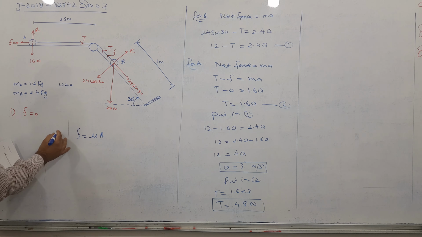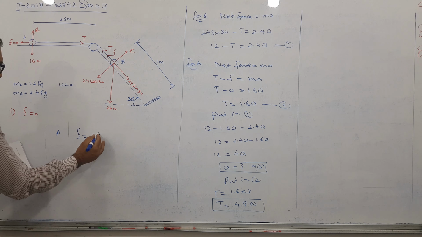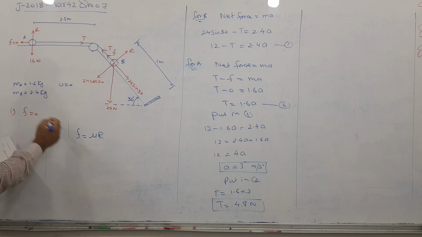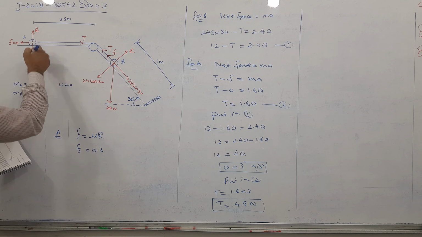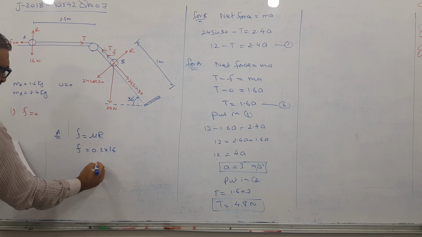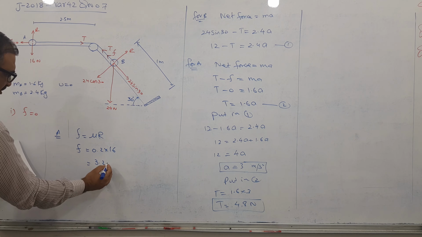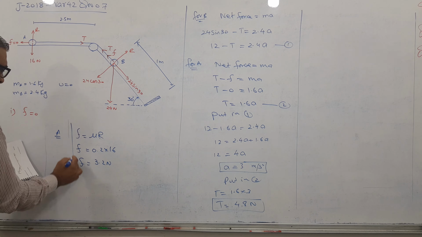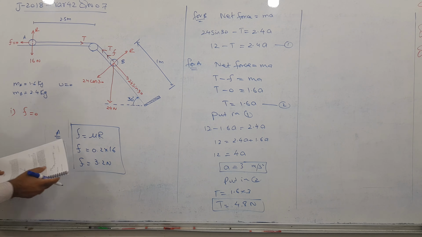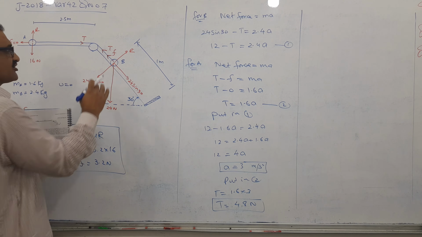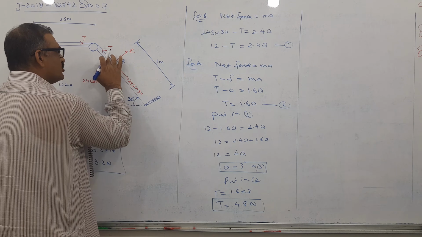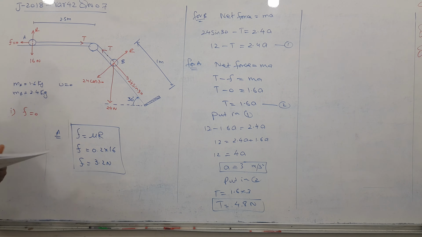I talk about A. On A, F equals mu R, mu given 0.2 and R is 16. So I got 3.2 newton friction acting on A. Okay, this is very clear. Now he is saying the inclined plane is smooth, so here there is no friction. He mentioned clearly. So he is asking to find the total distance traveled by the A particle.